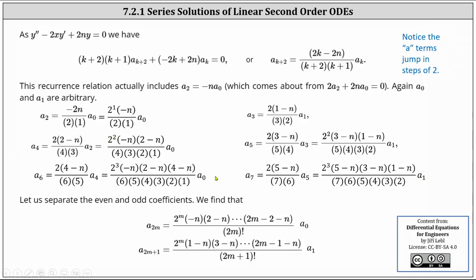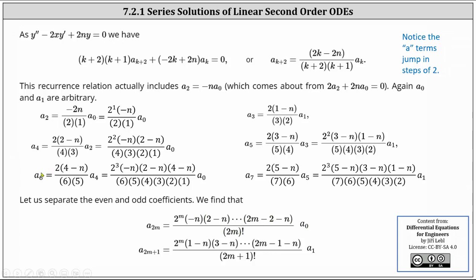Analyzing these coefficients, we should be able to recognize a pattern when the coefficients are even and when the coefficients are odd. When the coefficients are even, we can say that a sub 2m is equal to 2 to the power of m times negative n times 2 minus n. The last binomial factor in the numerator is given by 2m minus 2 minus n. Then we have divided by 2m factorial times a sub 0.